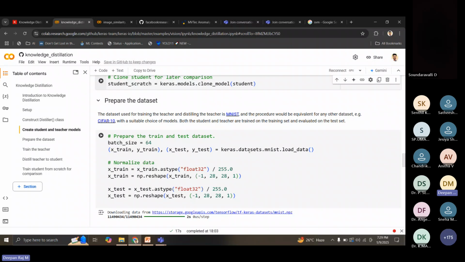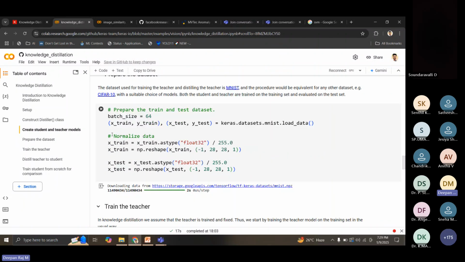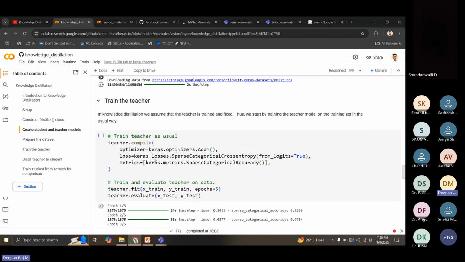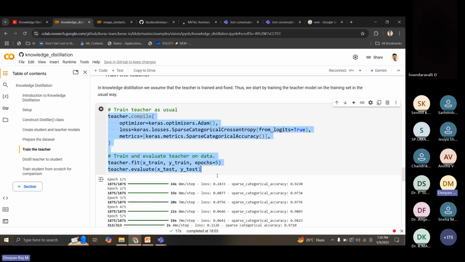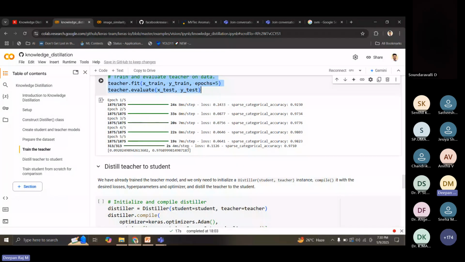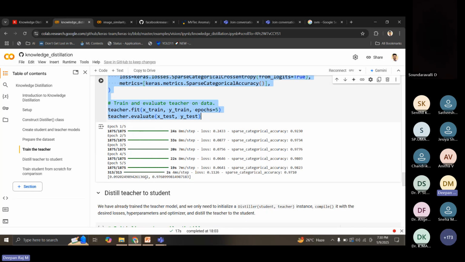Now I'm preparing the data. I use the Keras datasets method to load the MNIST dataset, the standard dataset we use, and I get the training and testing images. I train the teacher network for 5 epochs. The accuracy I got, after evaluation, is 97%, and this is the loss value I got for the test data.